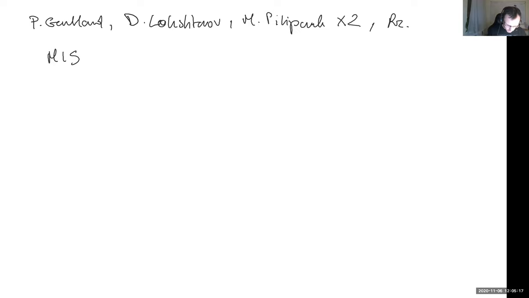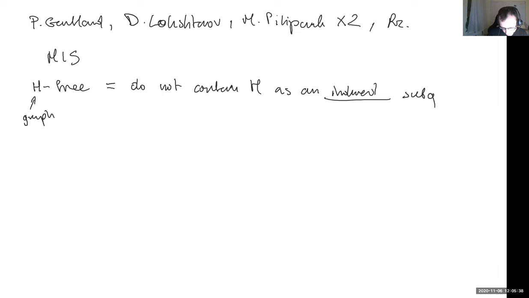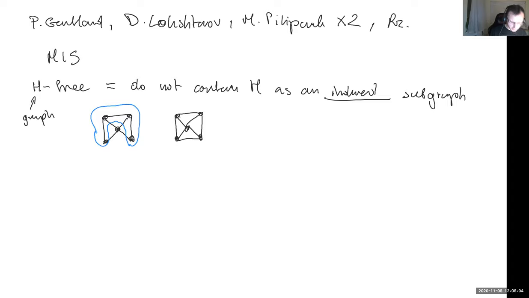And the graph classes that I'm going to discuss are H-free. So H is a graph, and H-free means that they do not contain H as an induced subgraph. So here induced is very important. So for example, okay, this graph is not P4-free because I have a 4-vertex path here. But for example, this graph is P4-free. And by P4, or just PT, I mean a path on T vertices.